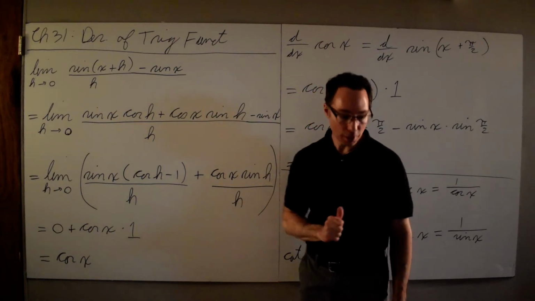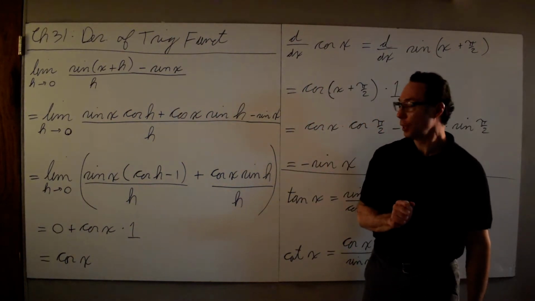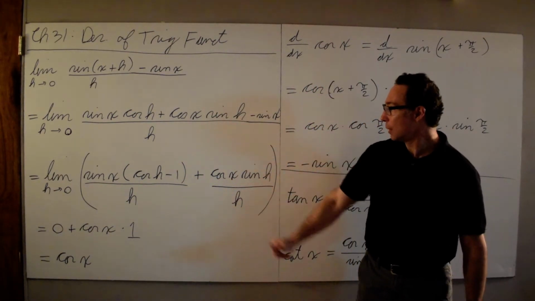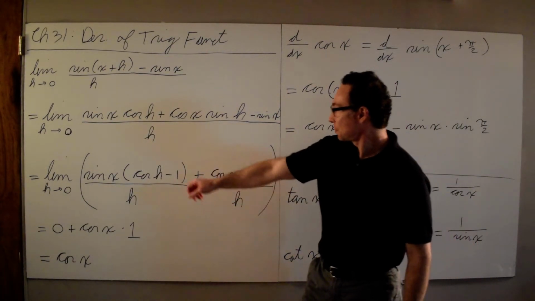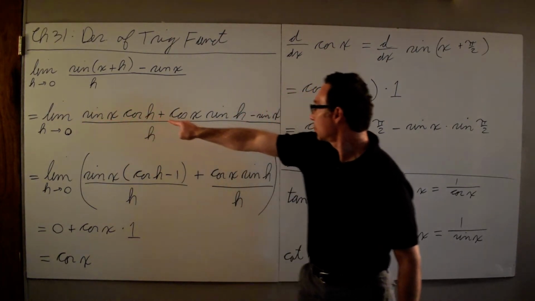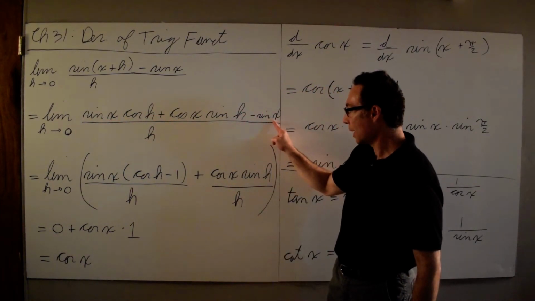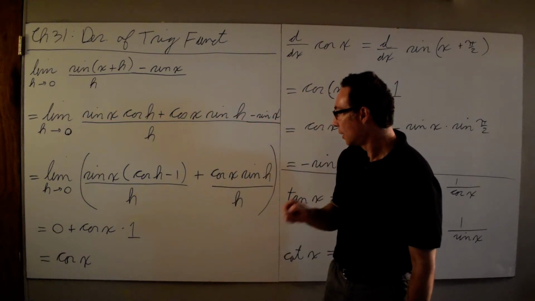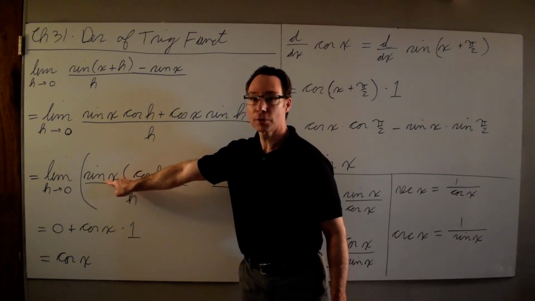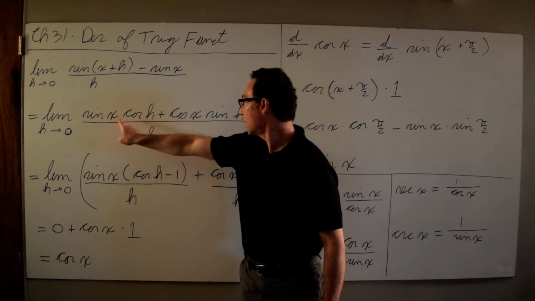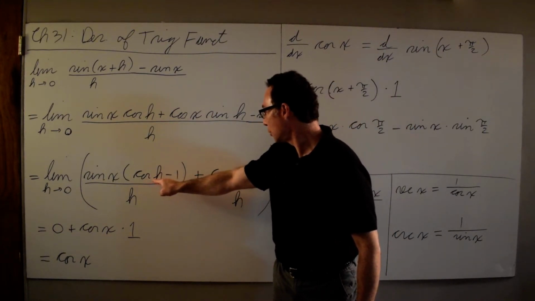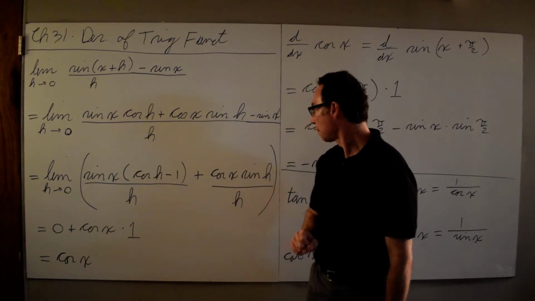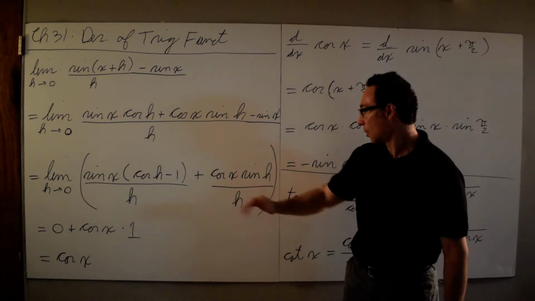Then we break this up algebraically. I didn't put in all the steps because I wanted to save some board space here. But we group things together. We take the sine x cosine h and the negative sine x, and we put those together and factor out the sine x. So we factor the sine x out of this term and this term, and we have cosine h minus 1. That's where this comes from.